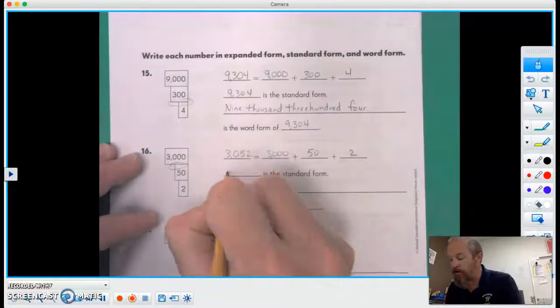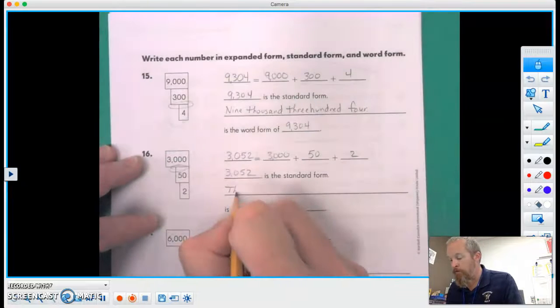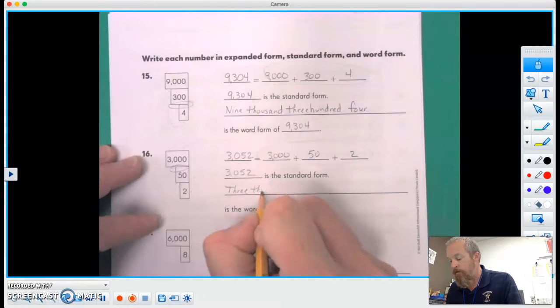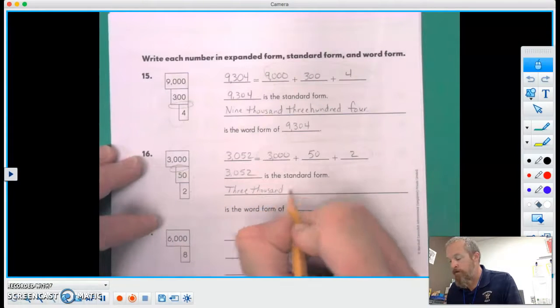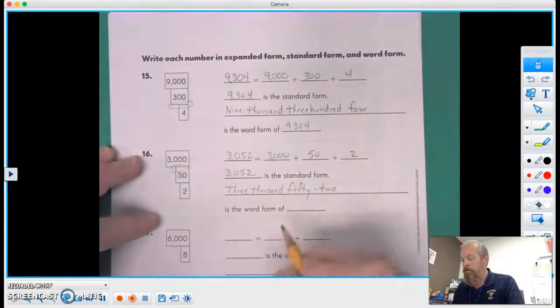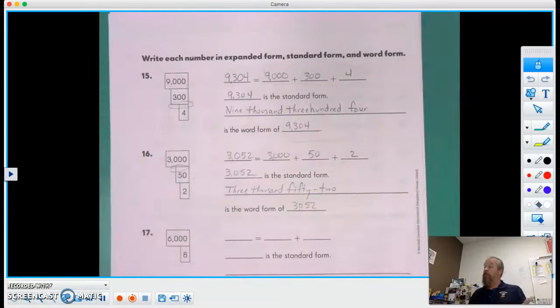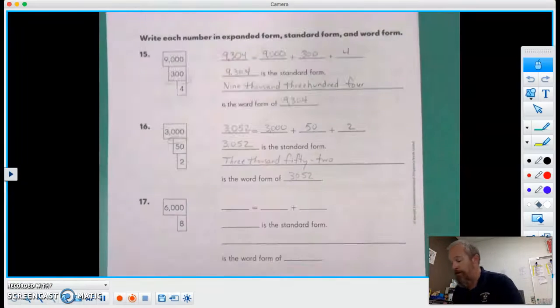Again, our standard form is 3,052. Word form, 3,052. Feel free to pause, watch, rewind as needed.